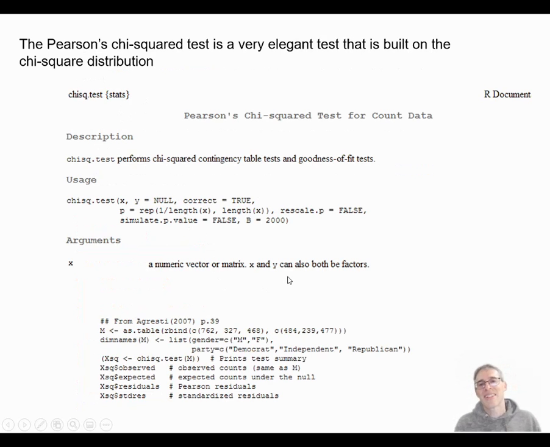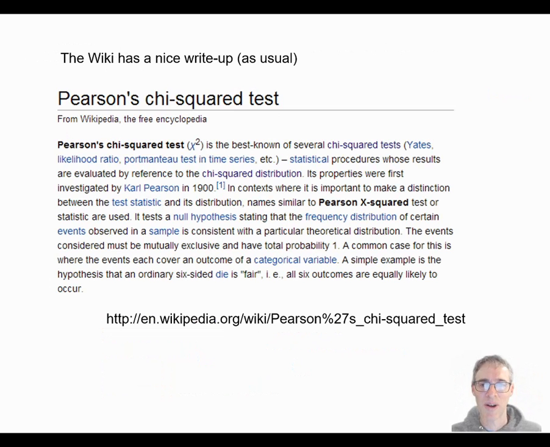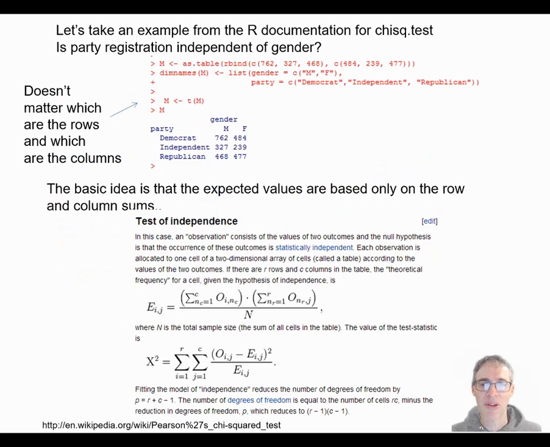So just like there is a t-test for the t-distribution and a binomial test for the binomial distribution and a Pearson test for the Pearson distribution, there's a chi-square test for the chi-square distribution. The chi-square test can be used whenever you have a table of numbers. Here is an example from the chi-square test documentation, which shows Democrats, independents, and Republicans versus gender. And the null hypothesis for a chi-square test is that the rows and the columns are independent.